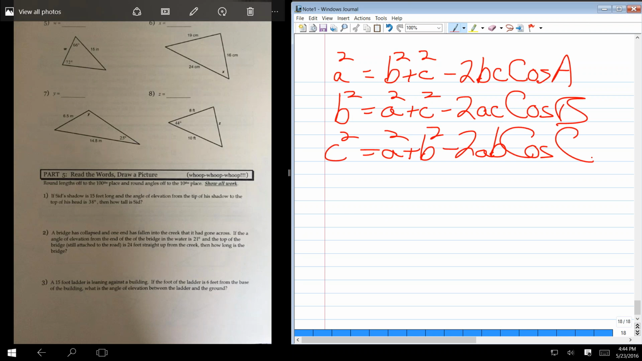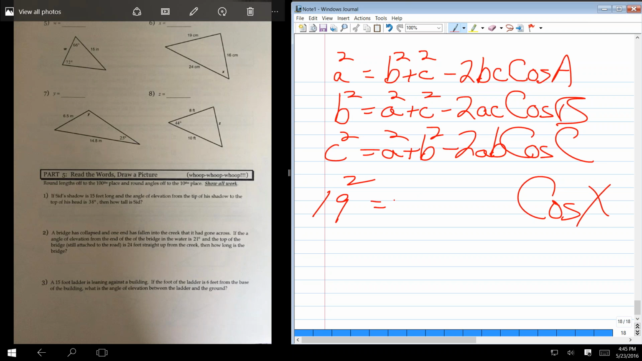So for this problem, they don't have anything labeled. We don't have an a, b, or a c. What can you give me as an equation to use? Since we're trying to solve for x, we know that the cosine of x goes at the end, so let's write that. What goes on the left side of the equation? 19 squared.